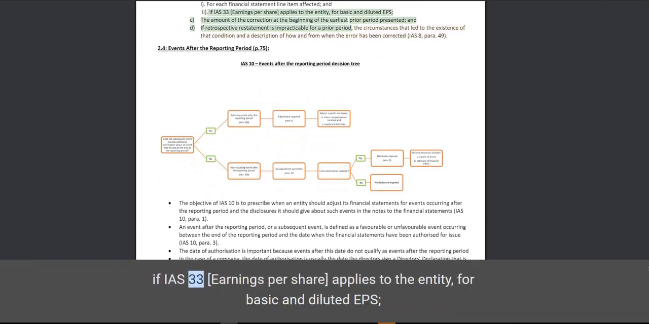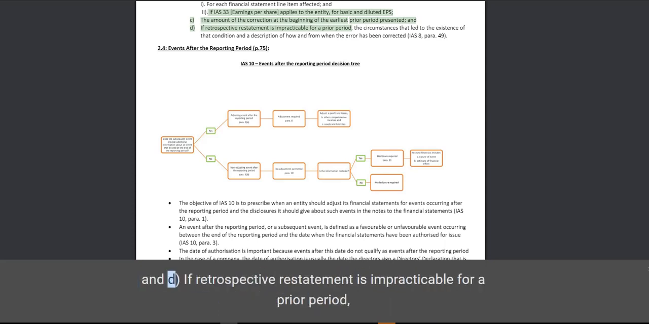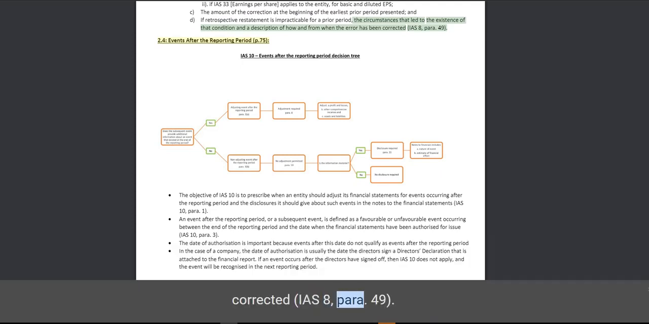2. if IAS 33 Earnings per Share applies to the entity, for basic and diluted EPS; c. the amount of the correction at the beginning of the earliest prior period presented; and d. if retrospective restatement is impracticable for a prior period, the circumstances that led to the existence of that condition and a description of how and from when the error has been corrected. IAS 8, para. 49.